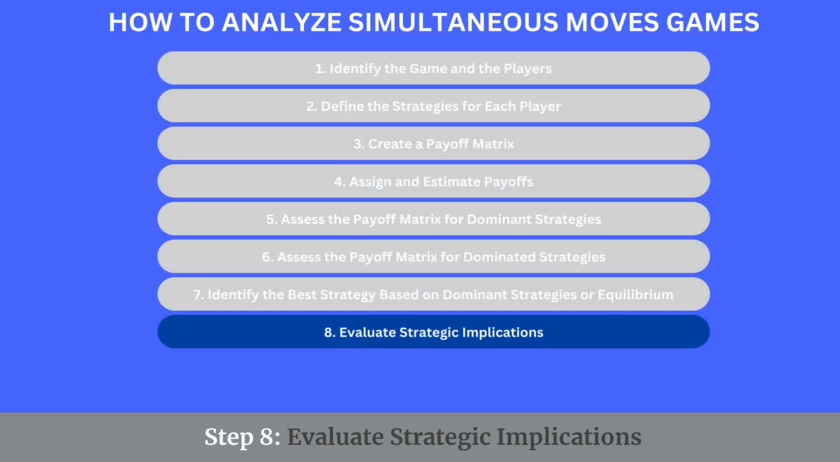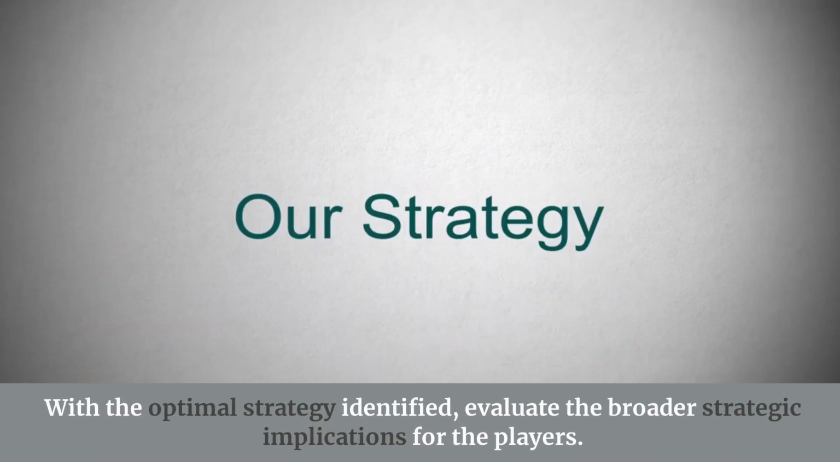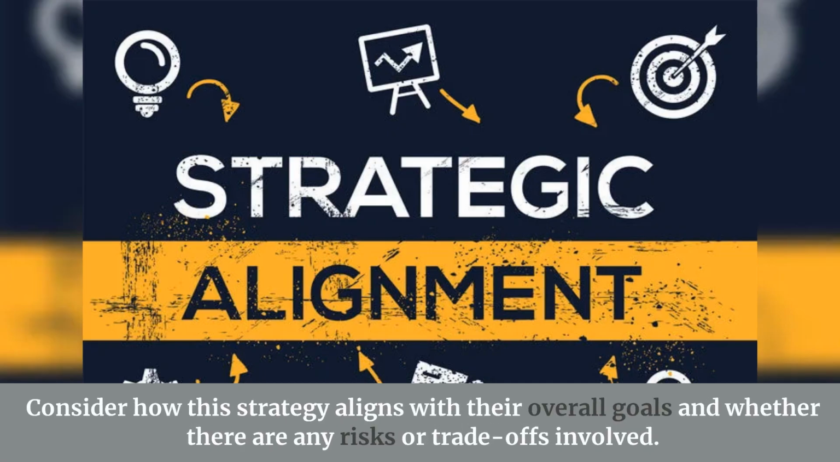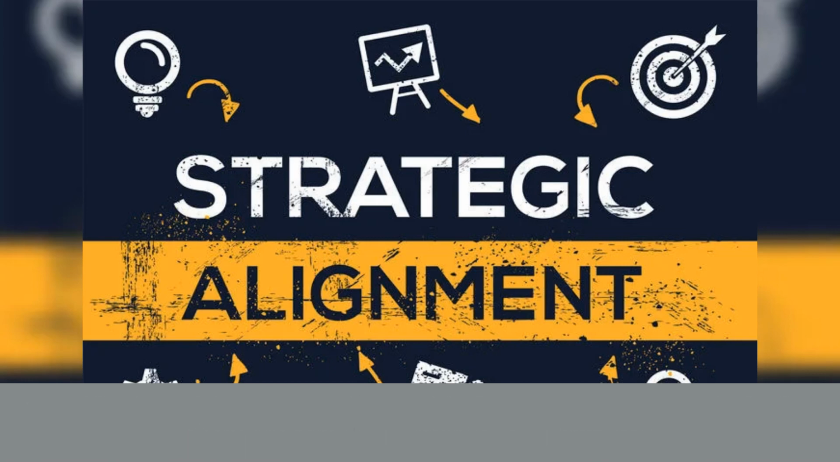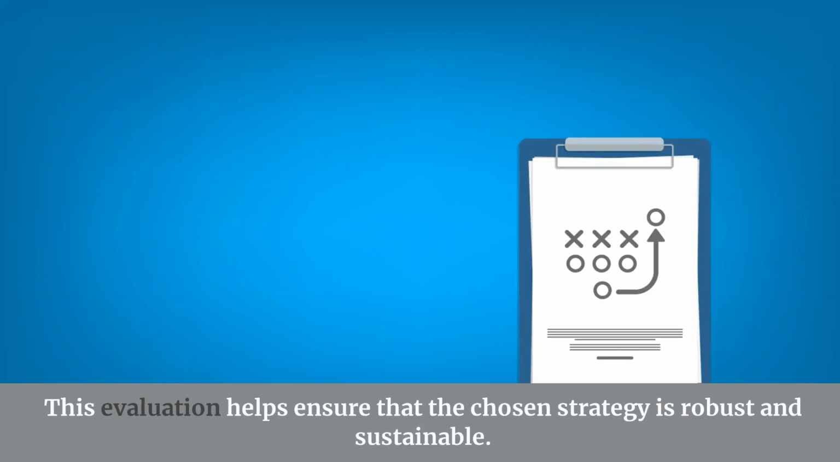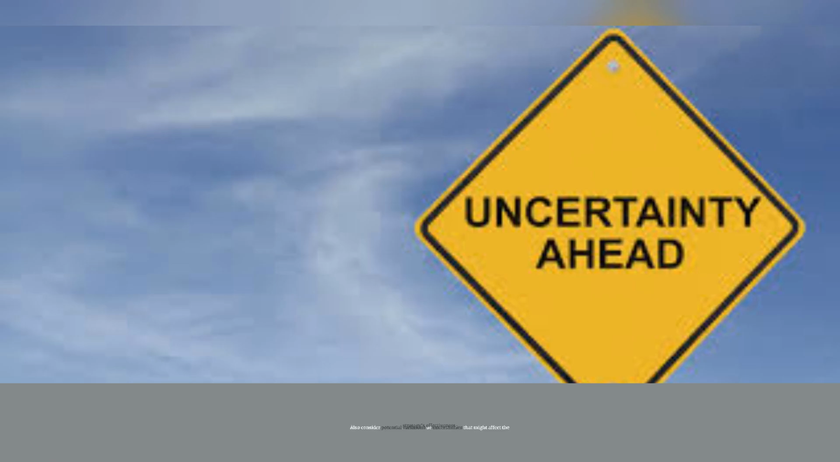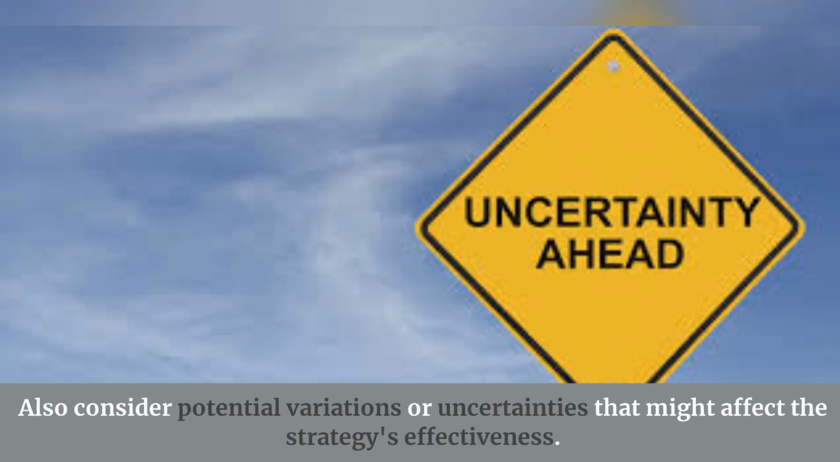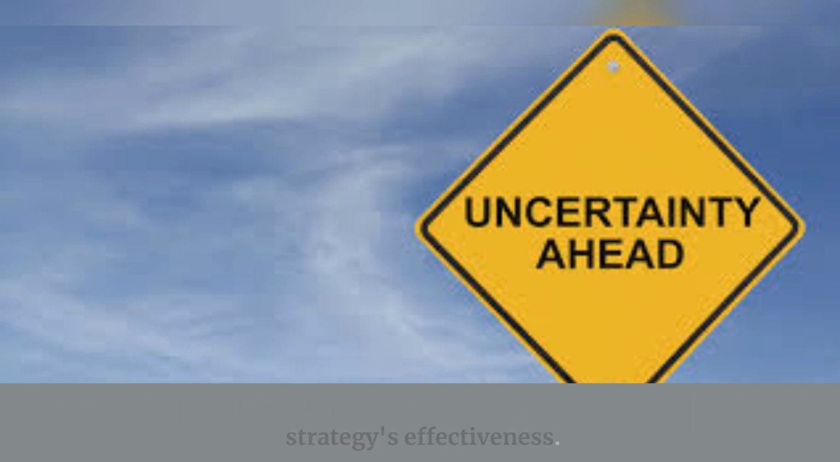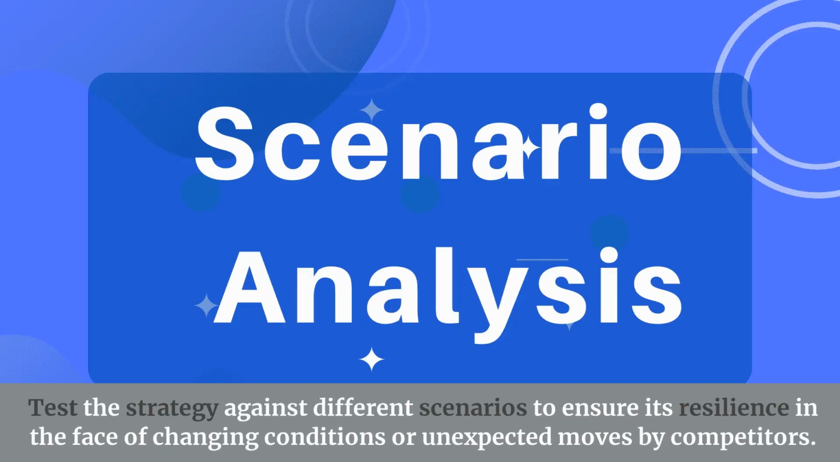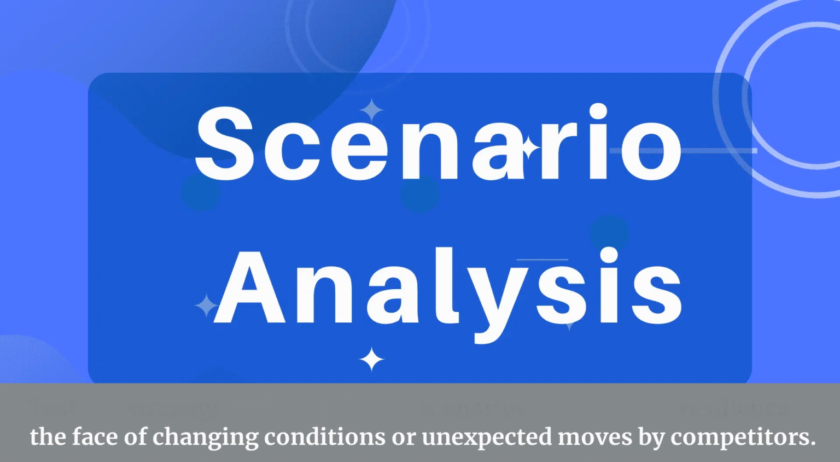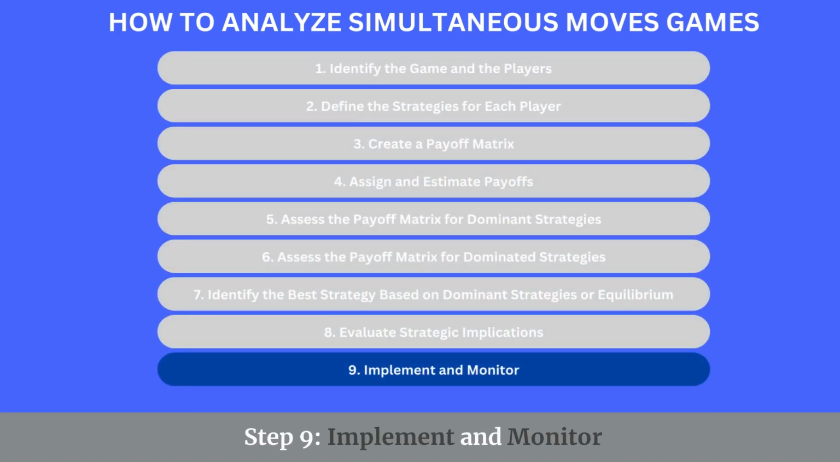Step 8. Evaluate strategic implications. With the optimal strategy identified, evaluate the broader strategic implications for the players. Consider how this strategy aligns with their overall goals and whether there are any risks or trade-offs involved. This evaluation helps ensure that the chosen strategy is robust and sustainable. Also consider potential variations or uncertainties that might affect the strategy's effectiveness. Test the strategy against different scenarios to ensure its resilience in the face of changing conditions or unexpected moves by competitors. Step 9. Implement and monitor.